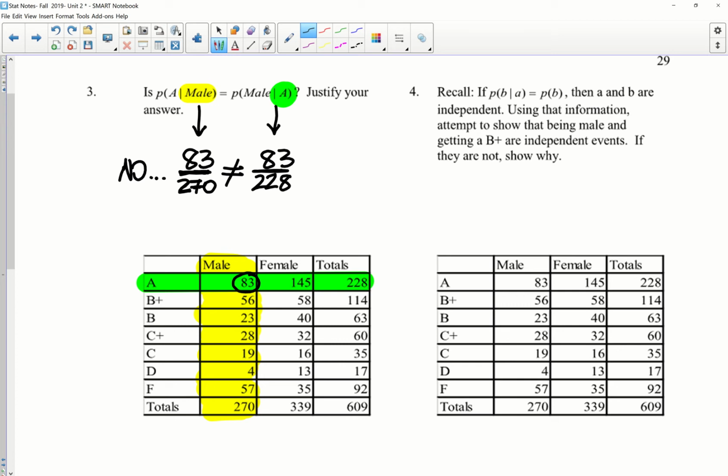Now, number 4 is a very important concept. I've got to put a different kind of star on that because stars usually mean homework. Let me do the creative star.